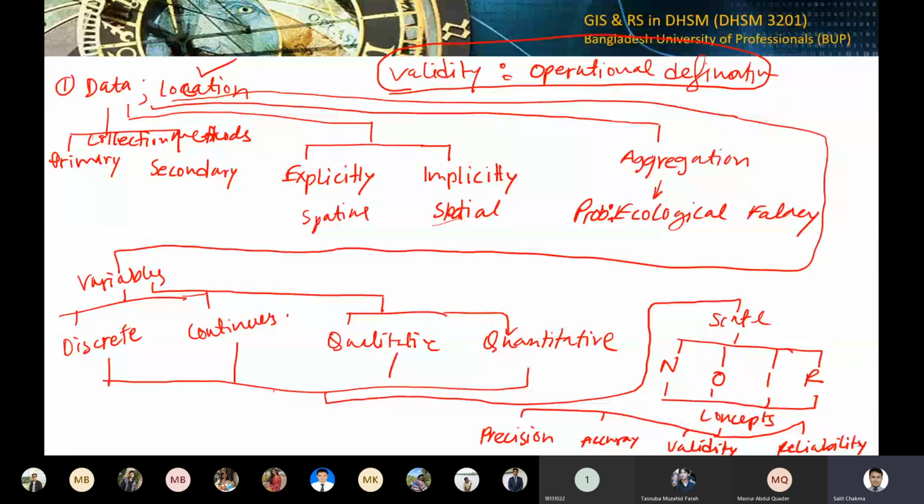So if now 80% or 75% of your responses are from Dhaka and 25% are scattered all over the country from different regions, can we really say that this study represents the entire country? We cannot. Okay, because it's heavily tilted towards Dhaka. Our result is heavily influenced by the people's behavior of Dhaka city.